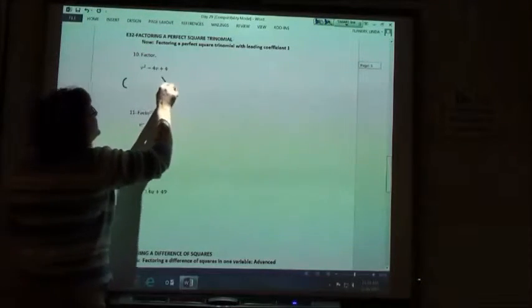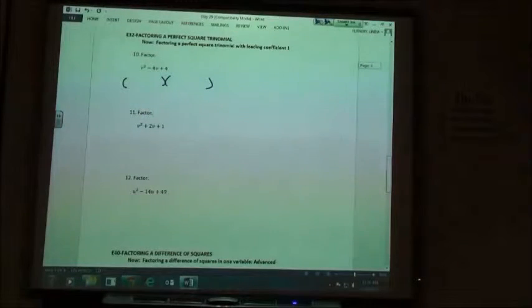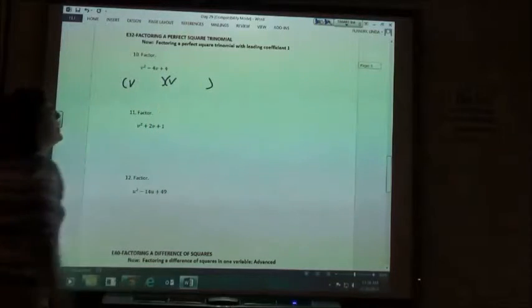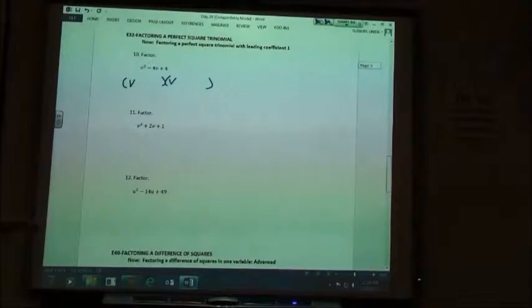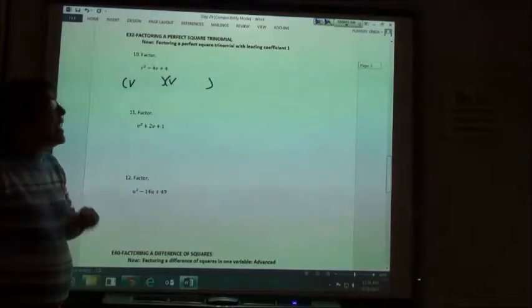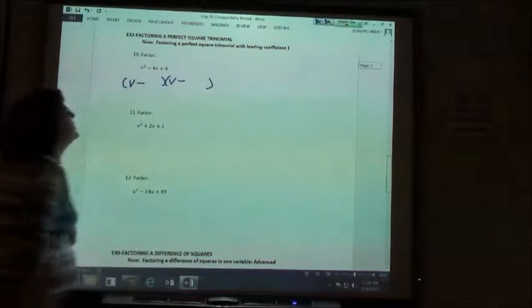I'm going to have two sets of parentheses. We're back to not having a coefficient in front of our v squared. What times what is v squared? V times a v. Same rule for the signs. If the end is a positive, they both have to be the same. Since the middle is a negative, they both have to be negatives.